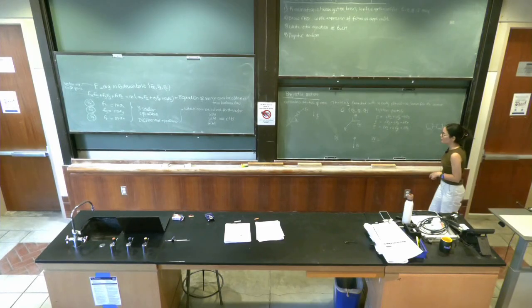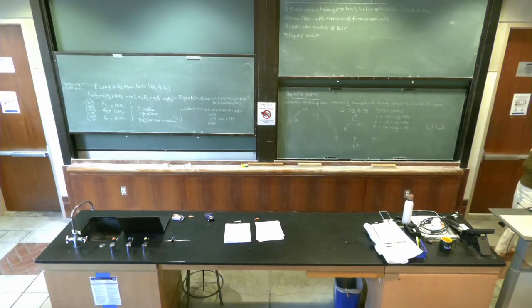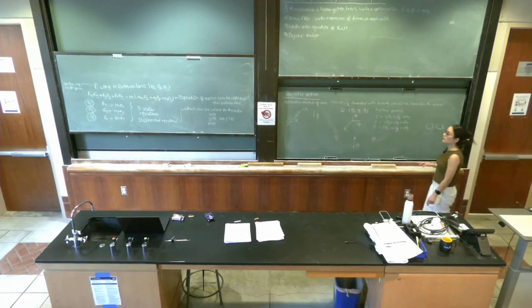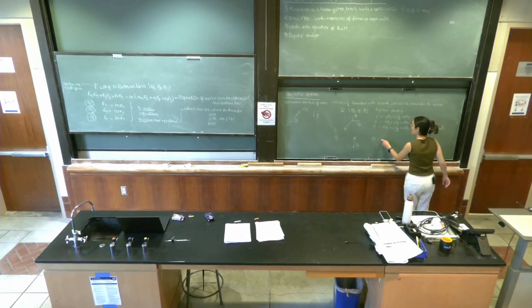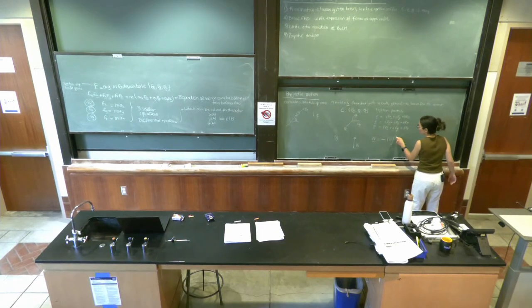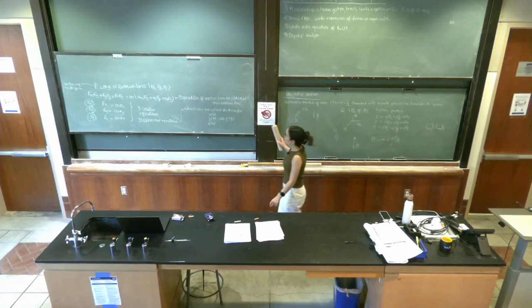The weight is equal to minus, what is the direction of the weight force here? Down, which is along which unit vector? Ez. Minus mg Ez. So that's my step 2.